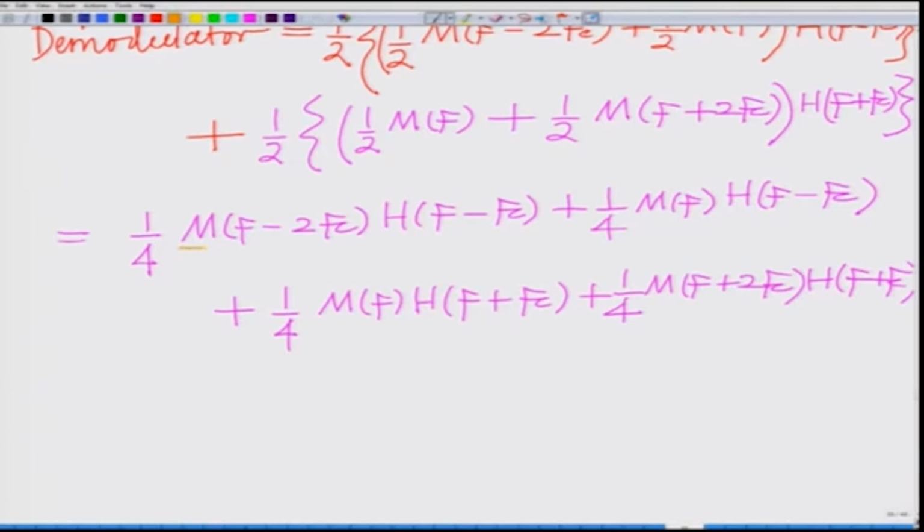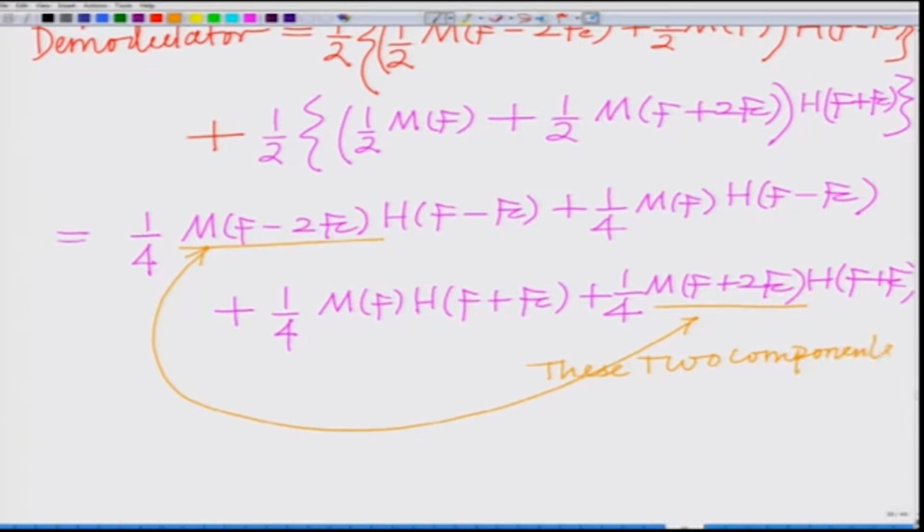Now if you look at this spectrum, which we have simplified by substituting the expression for the spectrum XF, that is the spectrum of the VSB modulated signal xt, you can see that MF minus 2 FC and MF plus 2 FC, these two components are centered at 2 FC. MF minus 2 FC is MF shifted to 2 FC, and MF plus 2 FC is MF shifted to minus 2 FC. So these two are centered at 2 FC, hence these can be eliminated by low pass filtering. When we eliminate these by low pass filtering, only the 2 other components remain. So that is the central idea.